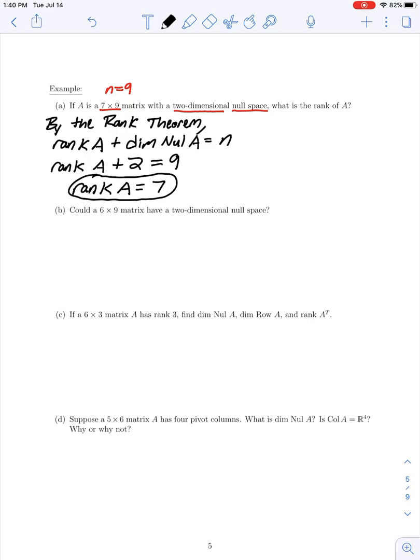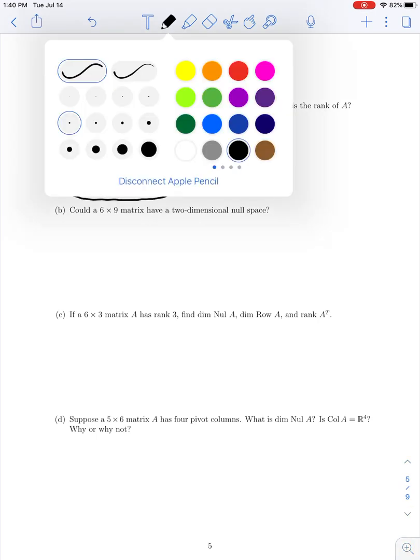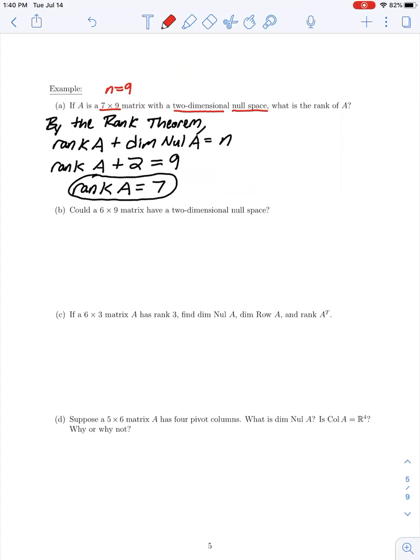So let's consider a similar example, maybe a little more complicated. In part B, we ask, would it be possible for a 6×9 matrix to have a 2-dimensional null space?